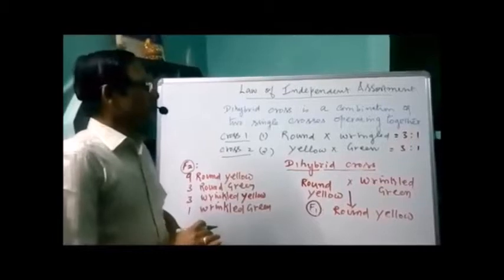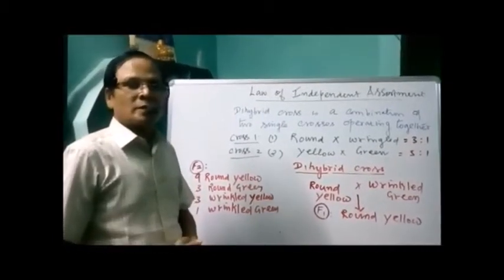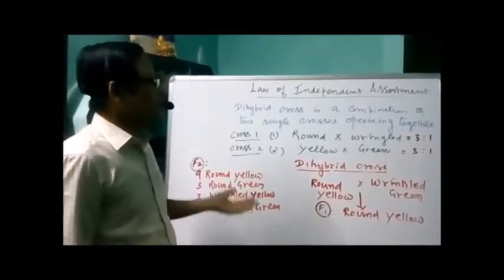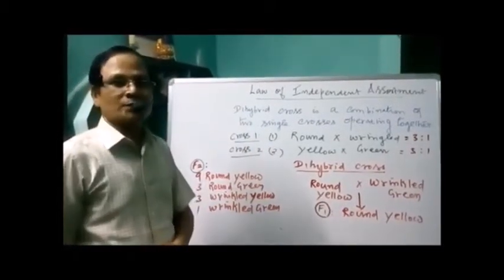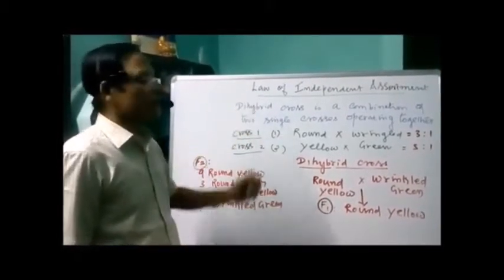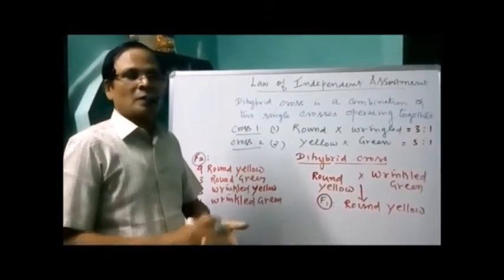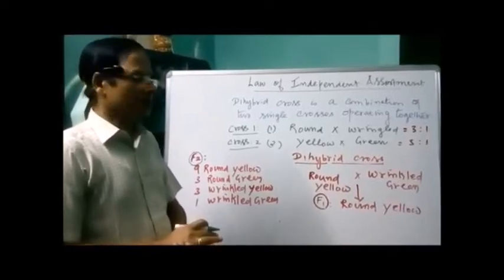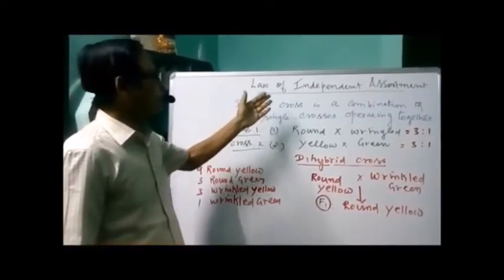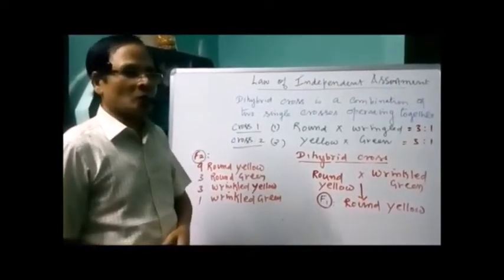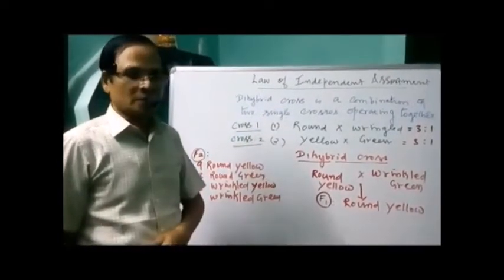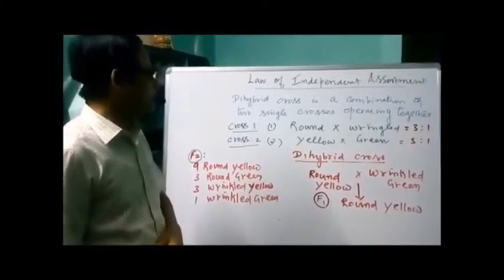The results of the dihybrid cross led Mendel to propose a second generalization, and that is called the law of independent assortment. So the law of independent assortment is based on the dihybrid cross. Now before entering into the law of independent assortment, we have to know something about the dihybrid cross. What is a dihybrid cross?